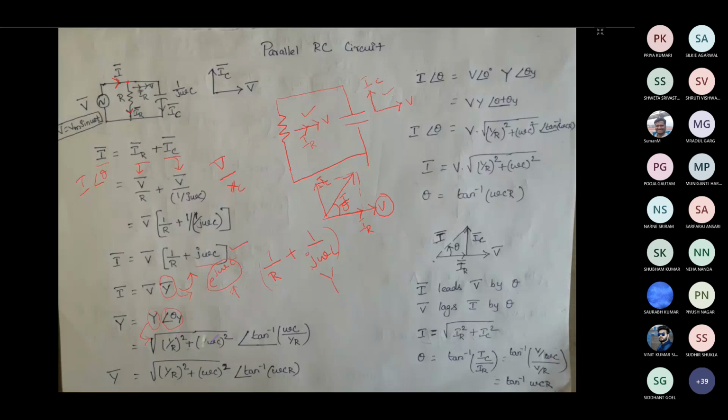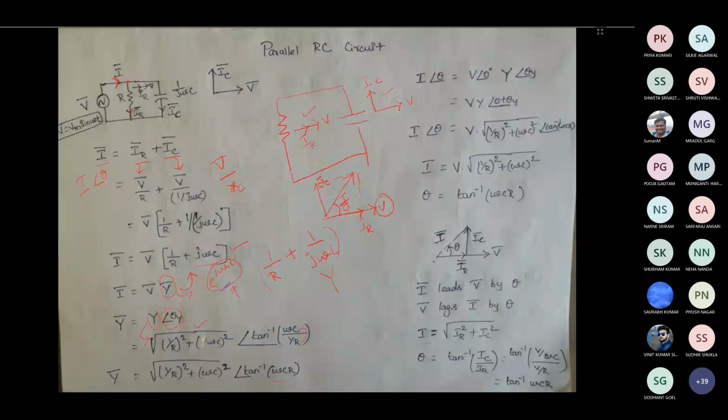Okay, so this Y magnitude is given by the root of (1 by R) the whole square plus (omega C) the whole square. So this is for the magnitude, and the angle is tan inverse of omega C divided by 1 by R. Here this 1 by R, you can take this R to the numerator, so we are getting tan inverse of omega C R.